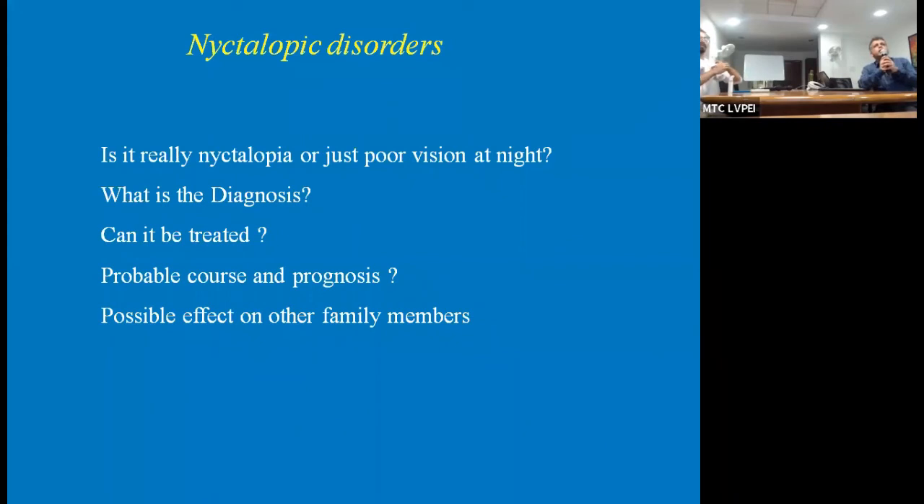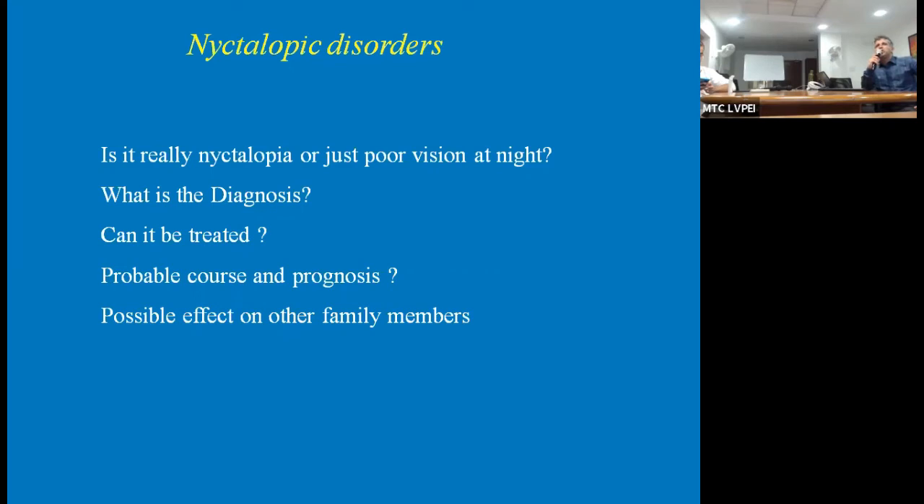Now, nyctalopic disorders. Say, for example, a patient comes with nyctalopia. So first, the question is, as I said, the history and the clinical examination. Is it a true nyctalopia? Anyone who has poor vision, say high minus power, say 20/40 vision, obviously in a dimly lit situation, will be more affected than another one who has 20/20 vision. So that is not nyctalopia.